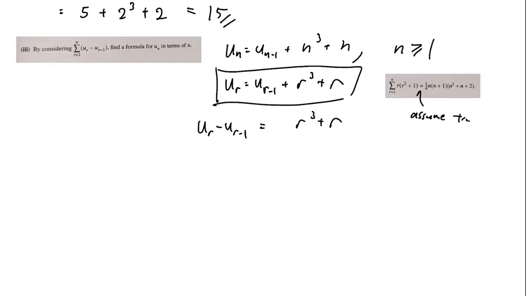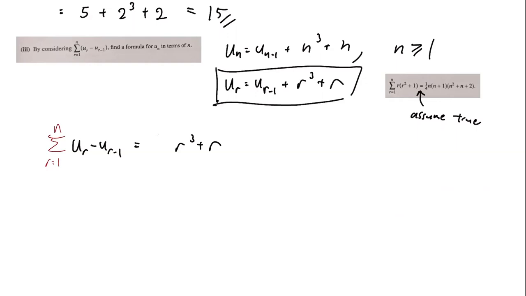Then we'll learn to use that formula. Now that we have this expression for u_r minus u_{r-1}, r cubed plus r, all we need to do is take the summation of r from r equals 1 to n. I'll just move it over to the side so I have more space. If you take the summation from r equals 1 to n on the left, you need to do the same on the right side. So that means that I'll have summation of r cubed plus r.